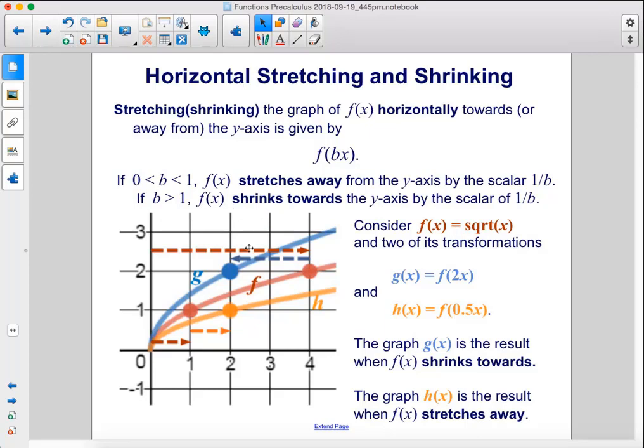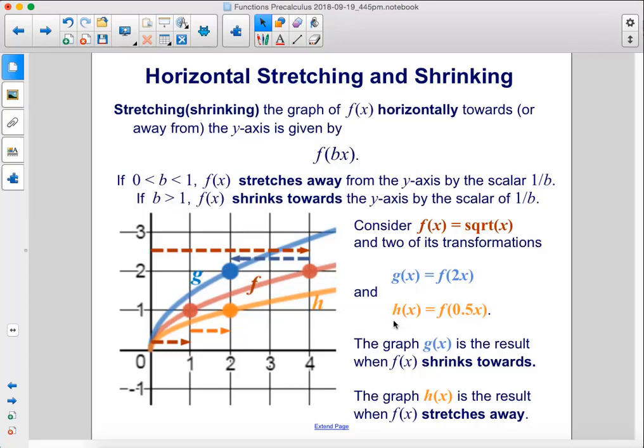Consider here in red, f of x equals the square root of x. 2 of its transformations. In blue, we have g of x equals f of 2x. So you can see here that this point here has shrunk toward the y-axis.